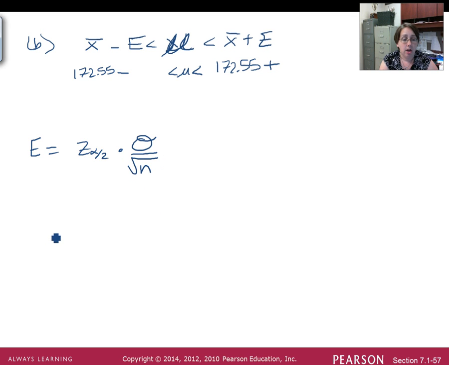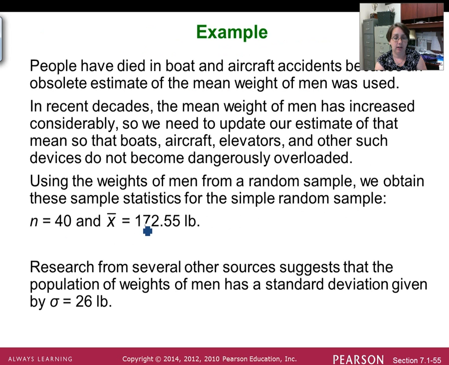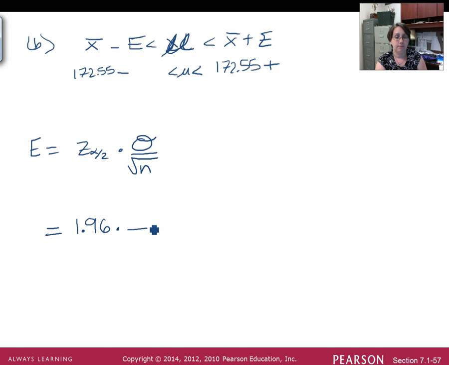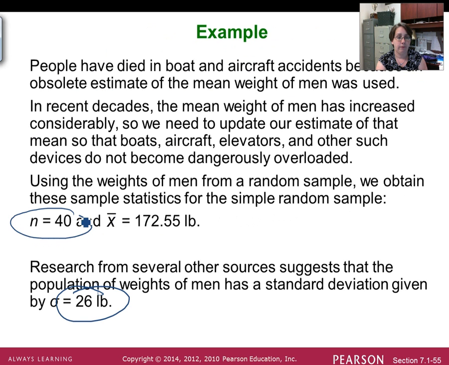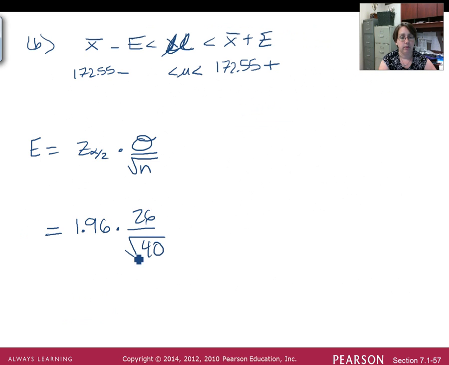Plug everything in. Now, you want 95% confidence, right? That's what we said? Yes. Well, we did that in the last question when we did the n. That was 1.96. Remember, you find alpha, 0.05, divide by 2, find the negative z-score, and just make it positive, because you want critical values to always be positive. Times sigma, they gave us sigma. Let me go back. Yep, there it is, 26 pounds. And divide by the square root of n. What was n? 40.